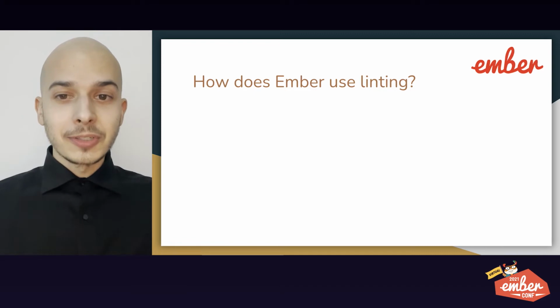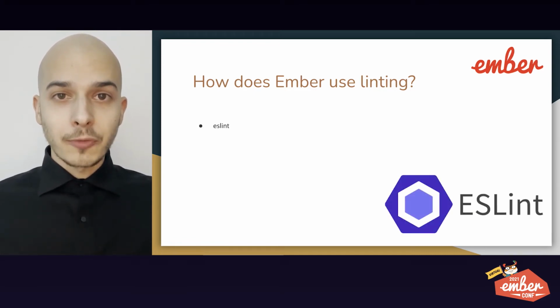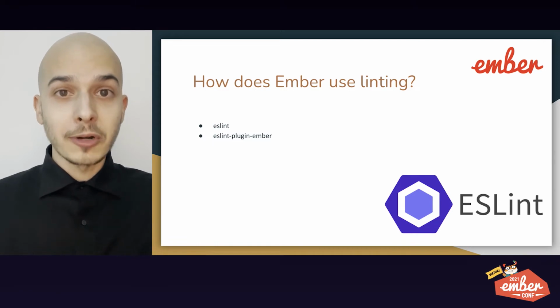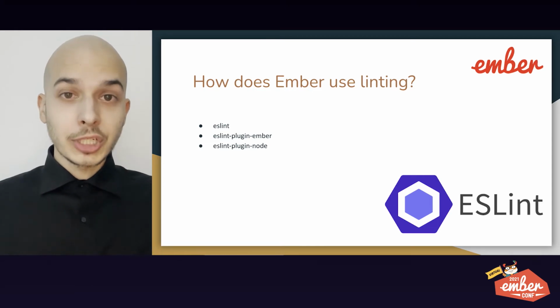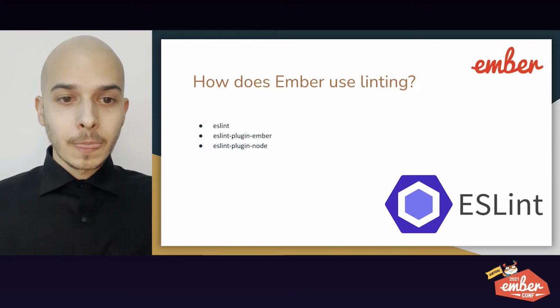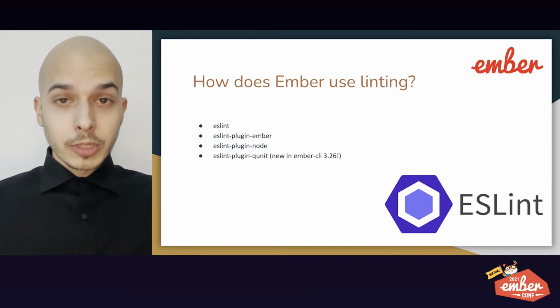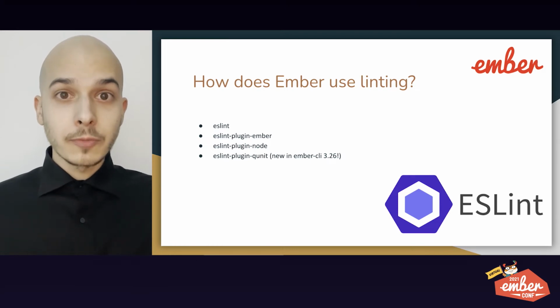Let's look at how Ember uses linting. ESLint is the core JavaScript linting framework, and really the great part about it is that it's extensible. And so we use it for our Ember linting plugin as well, which I'll talk about in a moment. There's a node linting plugin which can help us ensure we're avoiding deprecated or unsupported node APIs. There's a QUnit linting plugin which is new in Ember 3.26, and this one is great at detecting test assertions that may be written incorrectly or in a confusing fashion.